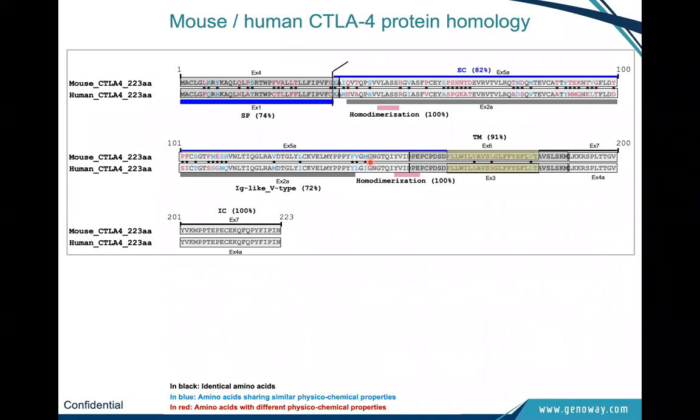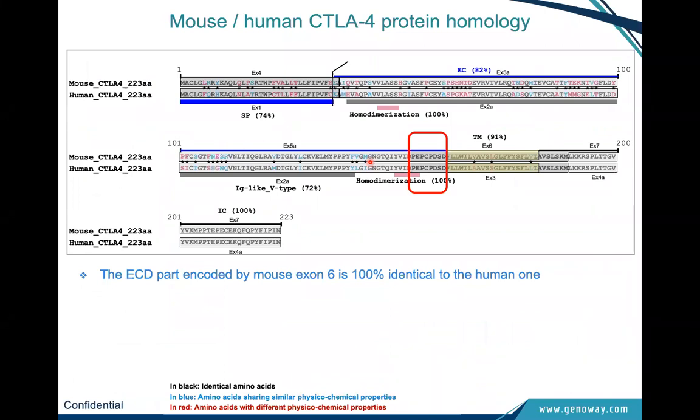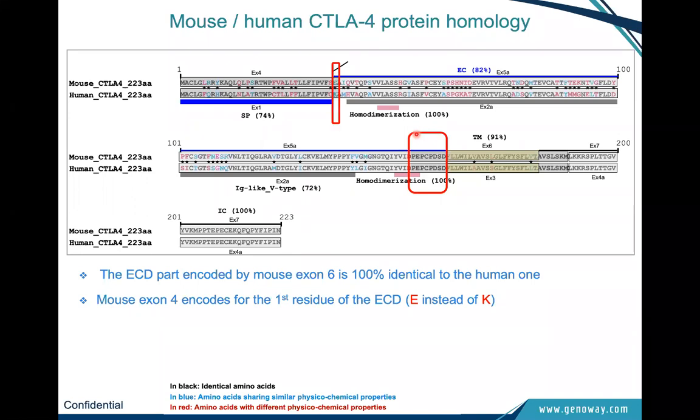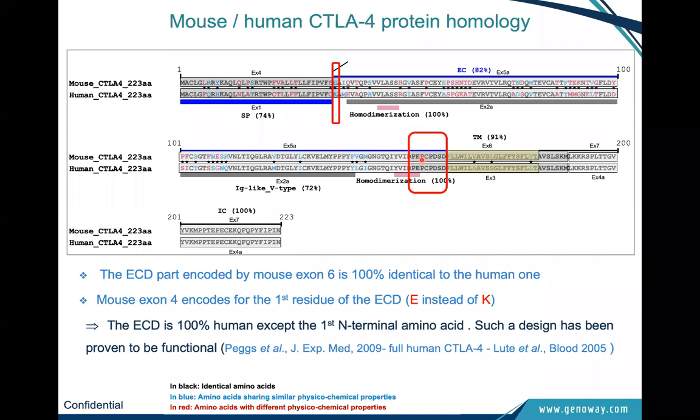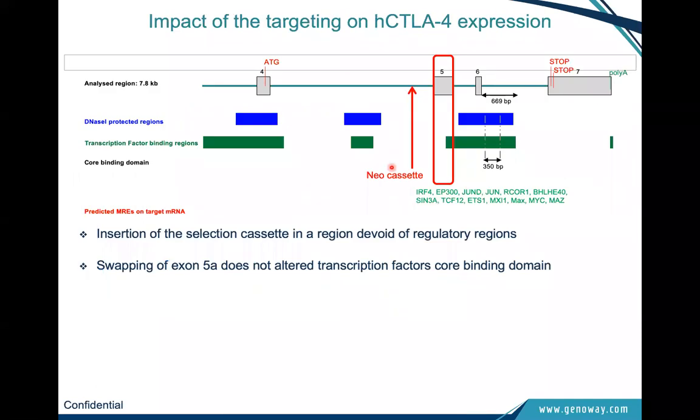When we decided to generate this model, we compared the human and mouse CTLA-4 sequences, and we found that the extracellular domain was indeed different, with 82% difference over the extracellular domain. Exon 6 here is 100% conserved between mouse and human. So what we decided to do was to humanize the rest of the extracellular domain, keeping in mind that this exon is similar between mouse and human. The result is that we humanized CTLA-4 on the extracellular domain.